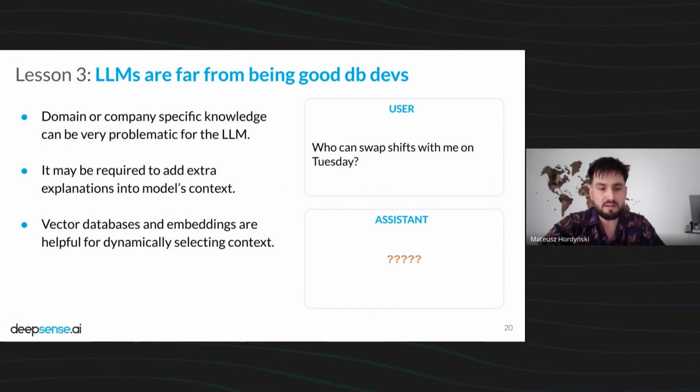And again, what you can use here is vector databases and embeddings. So you can dynamically select the context required for the model. And thanks to that, when the question is about swapping shifts and you have a lot of documents with rules, you can just grab the relevant parts and push it into the model's context.